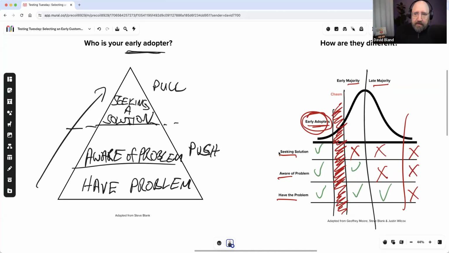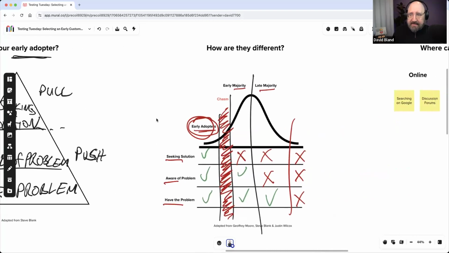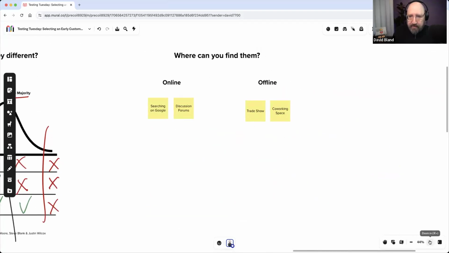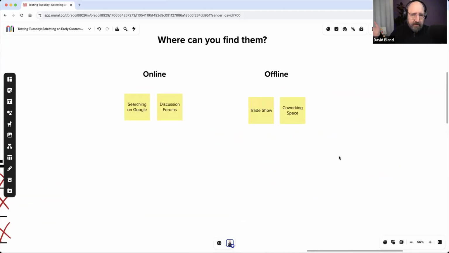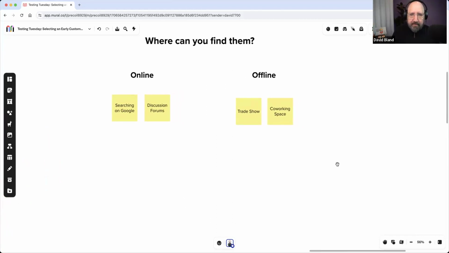Another thing I want to run by you before we jump into Q&A is that I often do this brainstorming with teams as well. And I say, hey, where can you find your early adopters? Where do you think they are? And quite often the team has some ideas, but they're not sure. So what I do is very similar to this. I just brainstorm with them online and offline. And I do both anymore because, while a lot of people have an online presence, there are some segments where you're going to be more effective finding them offline.